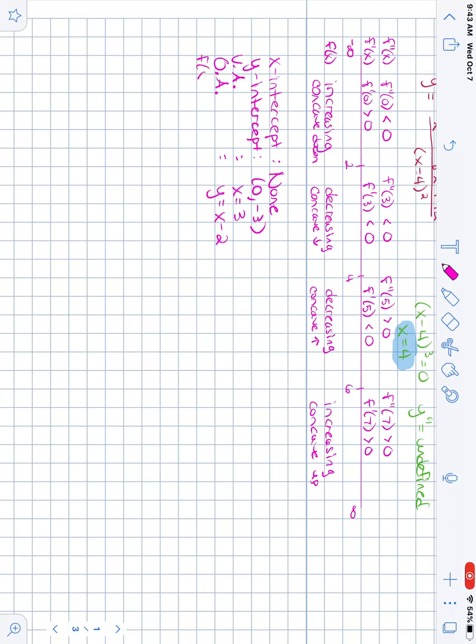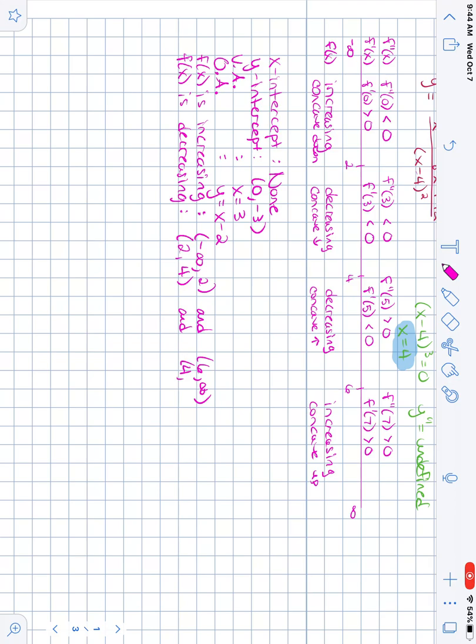f of x is increasing from negative infinity to 2 and from 6 to infinity. f of x is decreasing from 2 to 4 and from 4 to 6.